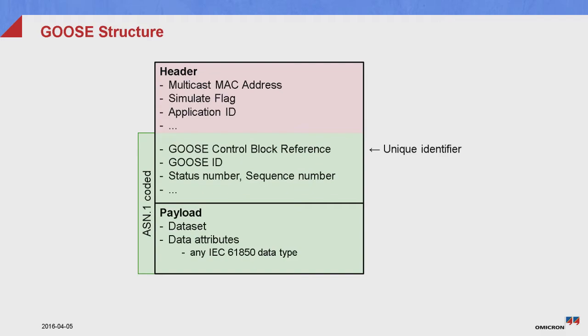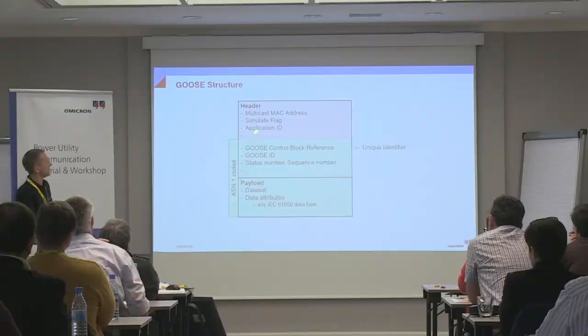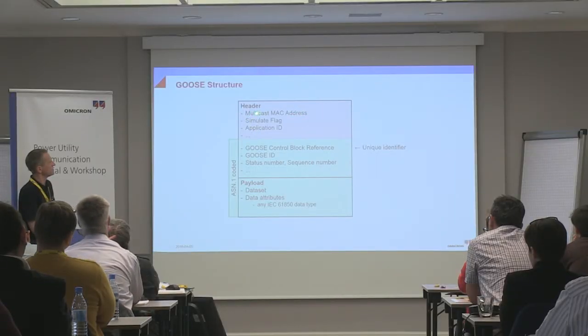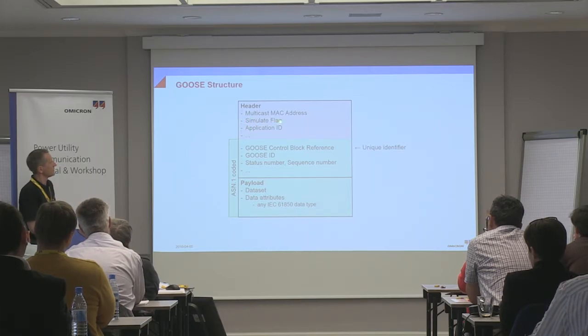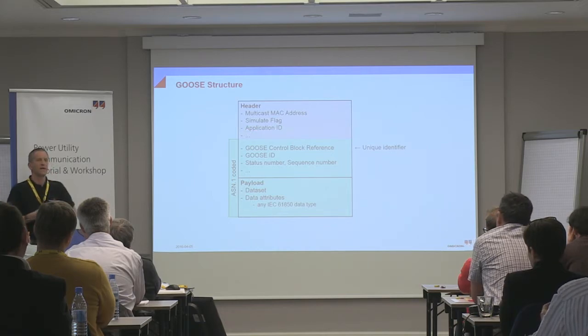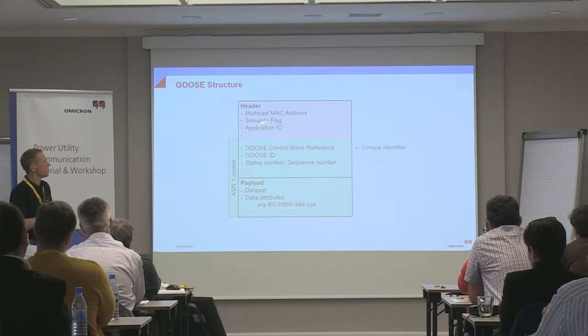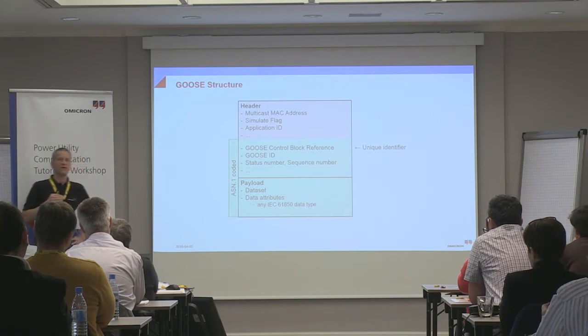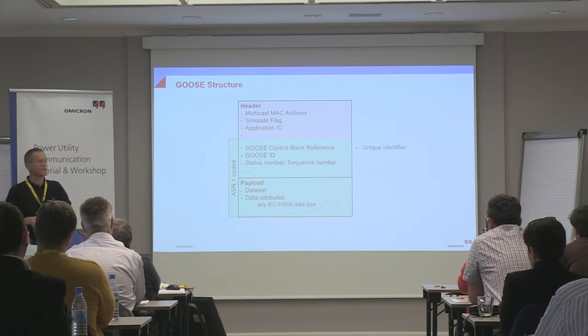Here is a little bit about the GOOSE structure. A GOOSE has a header and a payload. Part of the header is out there in the Ethernet frame, for instance this multicast MAC address. But even in the uncoded part of the message, we have something like the simulation flag. We will hear later on how this is used for testing. We also have an application ID. This is more or less plainly put in the Ethernet frame and can be read out very efficiently.